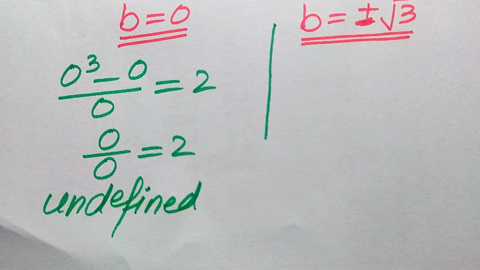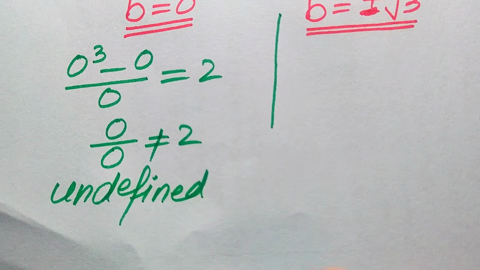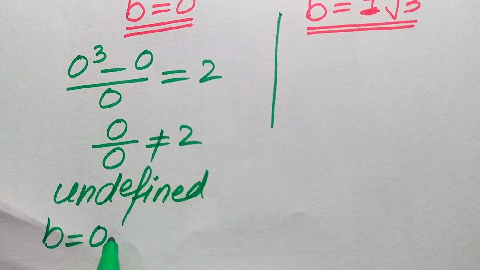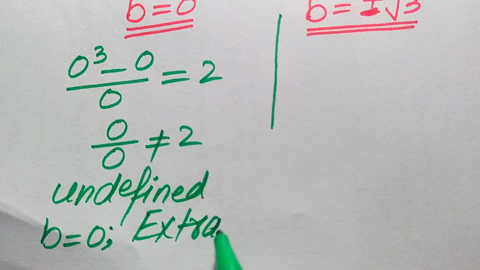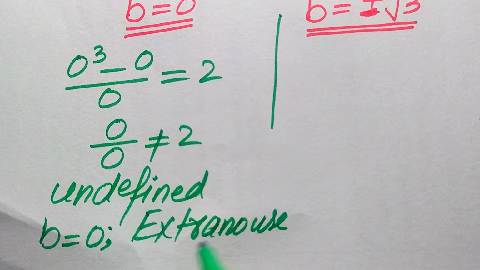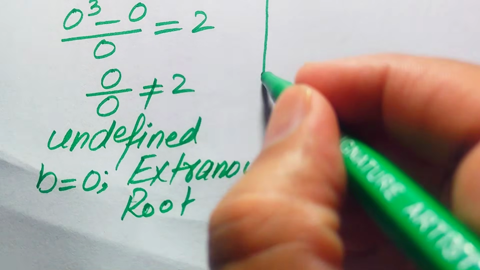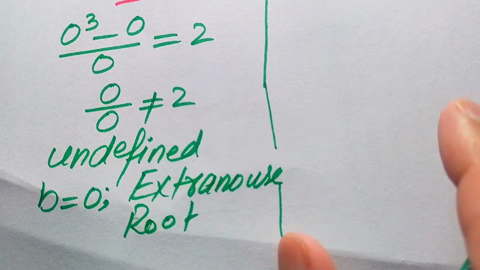So if our left hand side is an undefined form, this means that both of the sides are not equal, and if both of the sides are not equal, this concludes that b equals 0 does not satisfy our given question statement, and we call b equals 0 the extraneous root of the given equation. Okay, this is the extraneous root because it does not satisfy our given question statement.